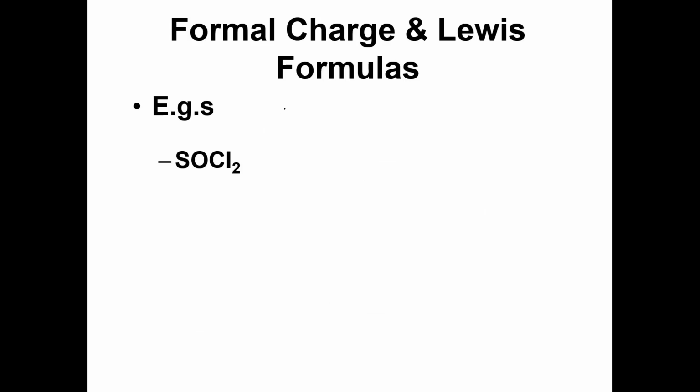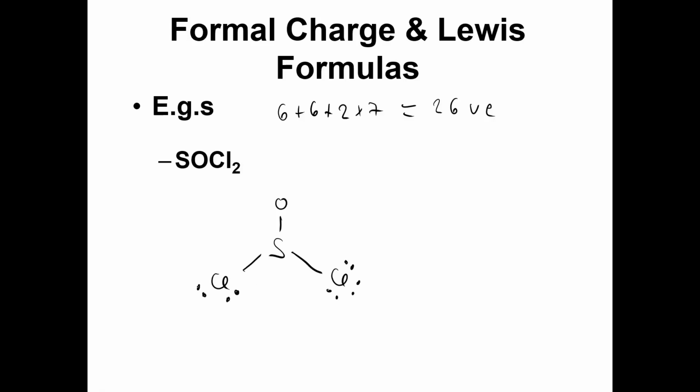Here we have sulfur, which is 6, oxygen is 6, and chlorine is 7, so 2 times 7 is 14, plus 6 is 20, so that's 26 valence electrons. Put sulfur in the center, put an oxygen out here, 2 chlorines, that's 6 electrons, 7, 8, 9, 10, 11, 12, 13, 14, 15, 16, 17, 18, 19, 20, 21, 22, 23, 24. Well, I need to put 2 more, so I have no choice but to put it down here on the sulfur. Okay, this is actually a pretty good example.